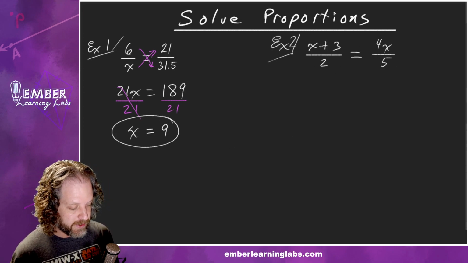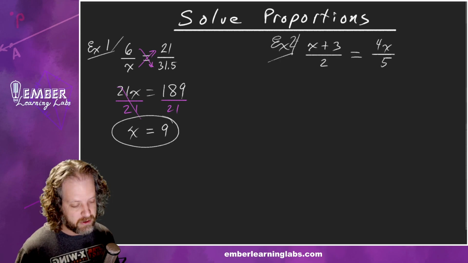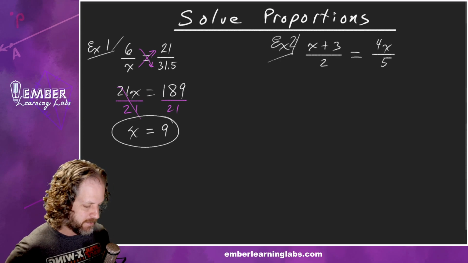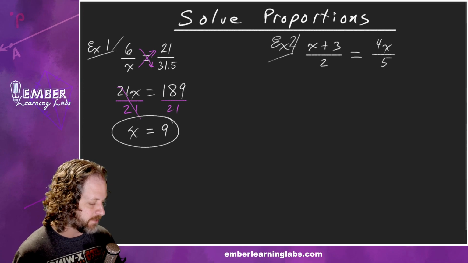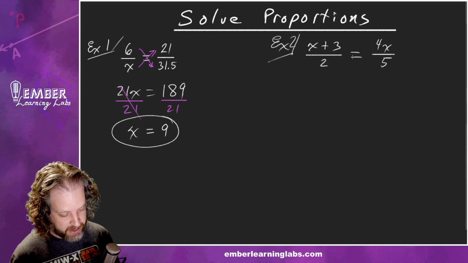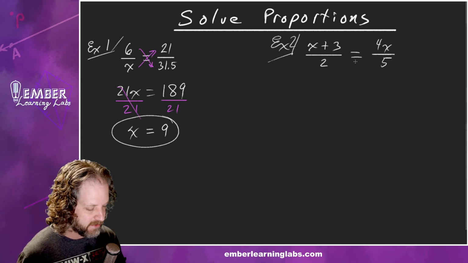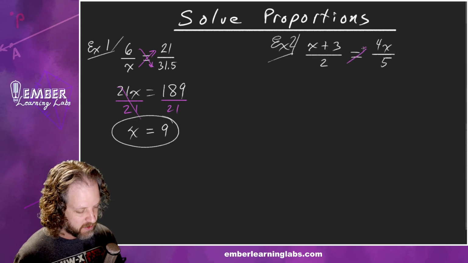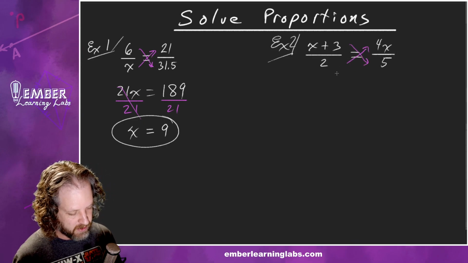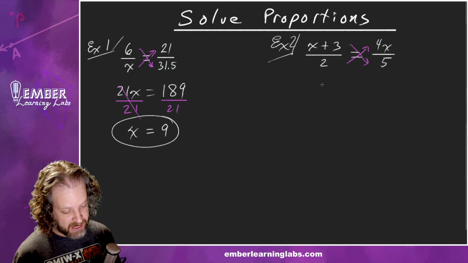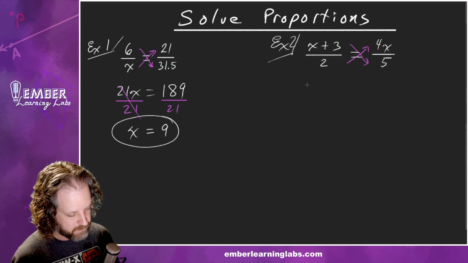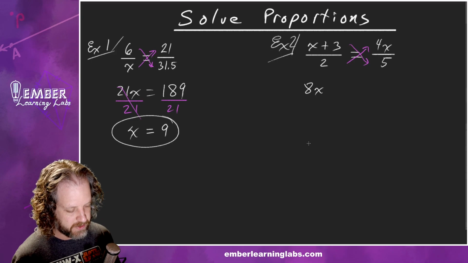Now this one's a little bit scarier. We've got a couple of different x's and we've got a little binomial here. But we got this. This is easy peasy. You probably did this in Algebra 1, maybe even in pre-algebra, depending on your pre-algebra class and whatever else. So we're going to still cross multiply, right? So 2 times 4x is 8x, right? Just multiply those numbers in the front.